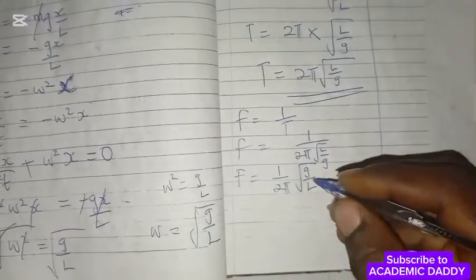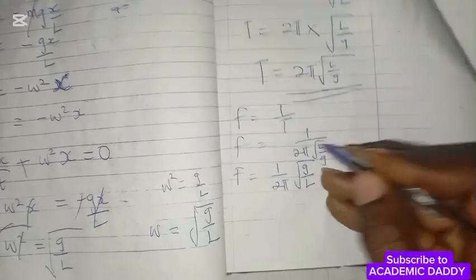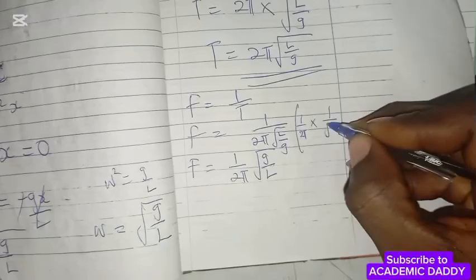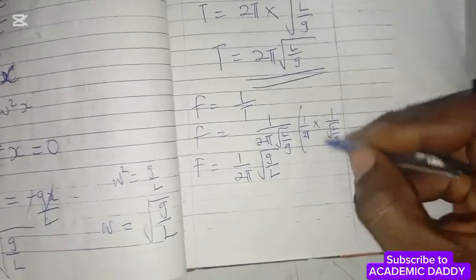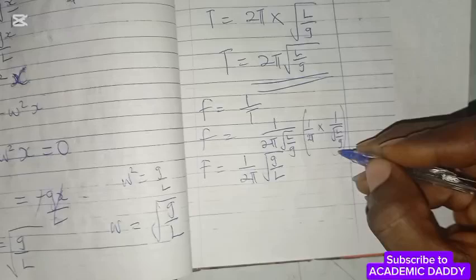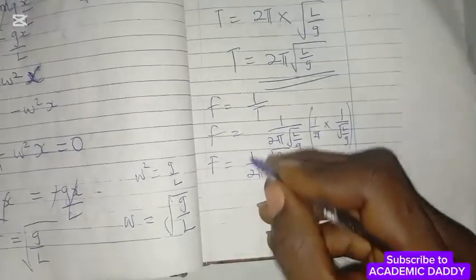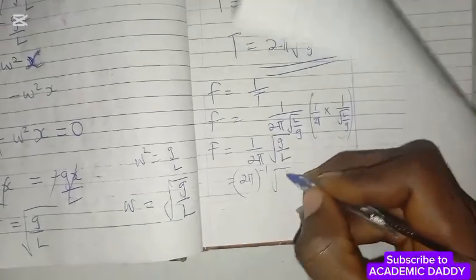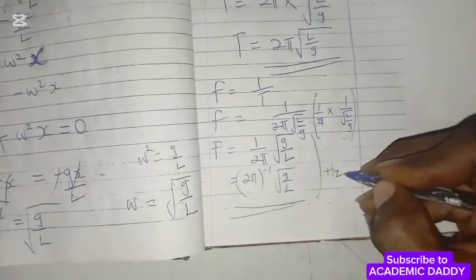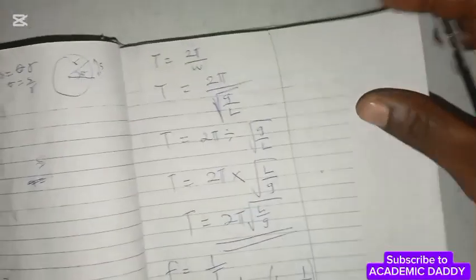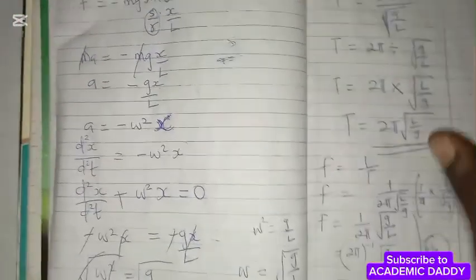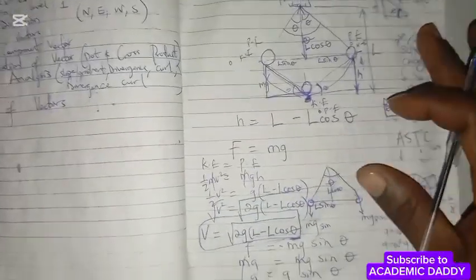Very important. That is the same thing as saying I have 1 over 2 pi times 1 over root L over g. So I can reverse this to mean g coming up, and I can reverse this to mean 2 pi all raised to power minus 1, then root g over L, whichever one, but that's your frequency and it is in hertz. So if I know this, I've been able to get the period and the frequency of a simple pendulum.